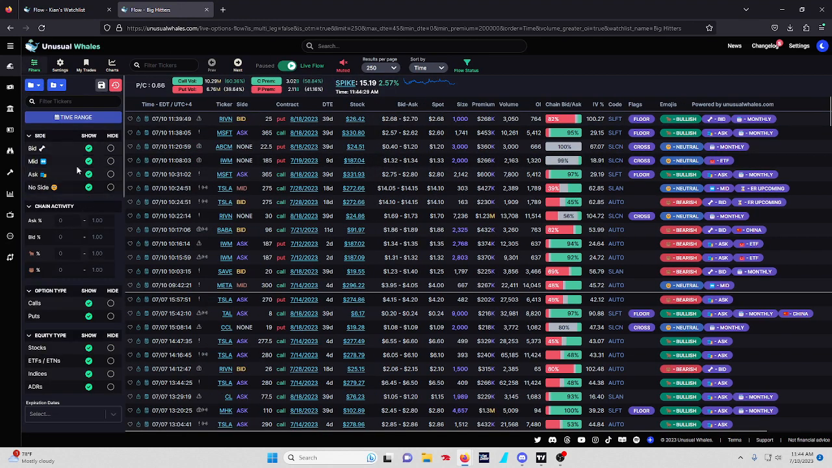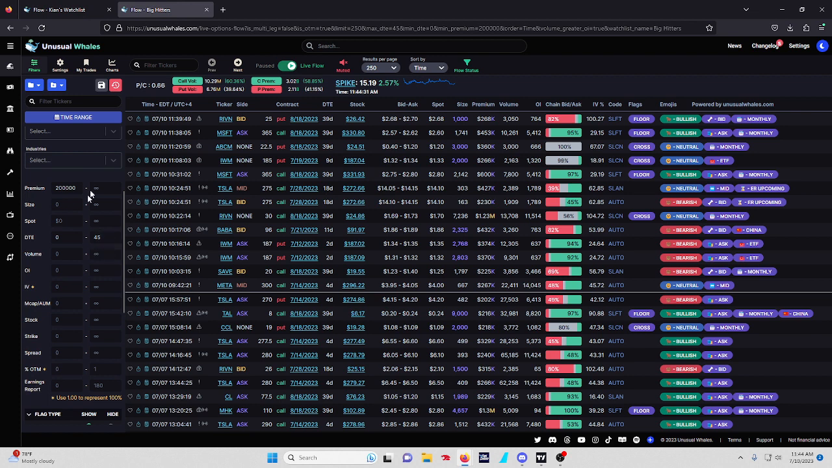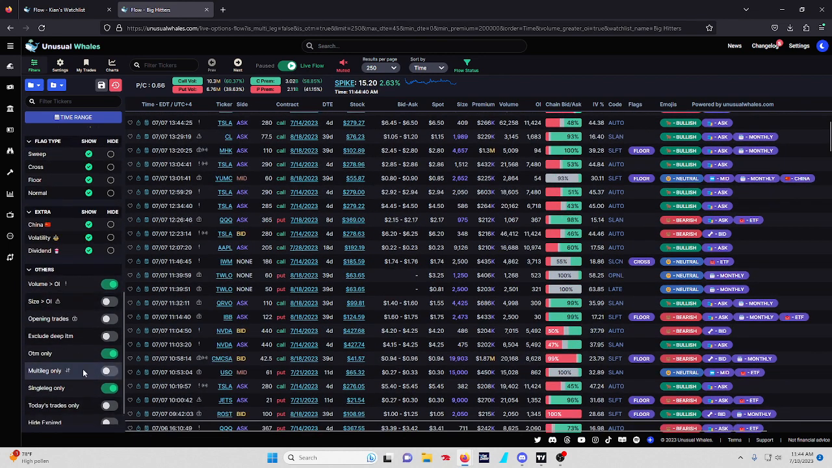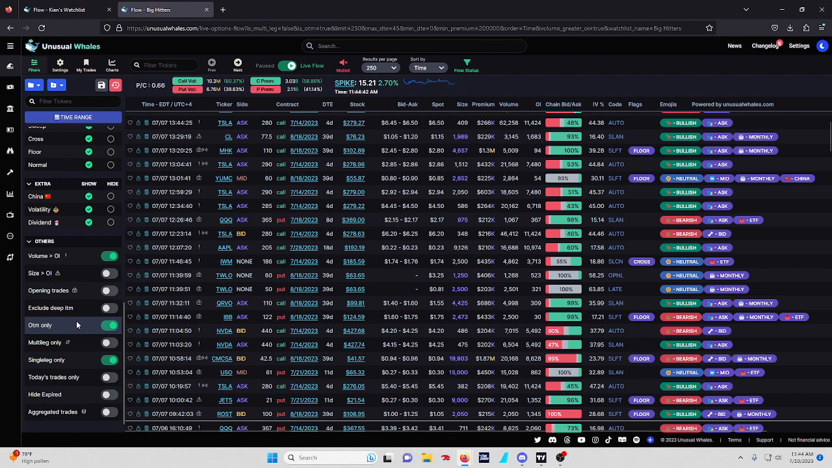I have another flow filter called big hitters. Nothing really too different. I mean, I have everything on basically, but with a premium of 200,000. And then I change DTE. I can go from 0 to 60, 0 to 30, 0 to 45, regardless, right? And then volume over OI, single leg only, out the money only. And I'll keep the aggregate trades off.